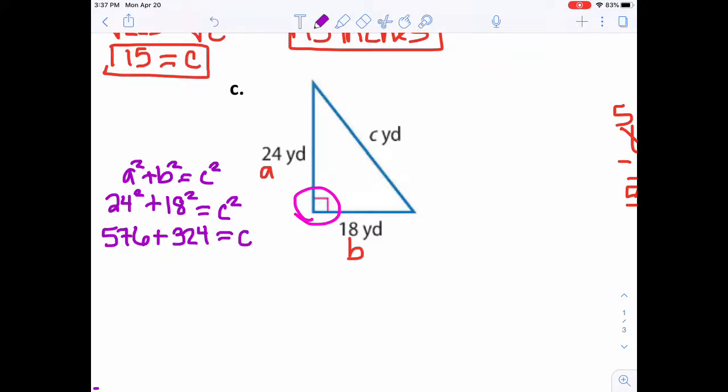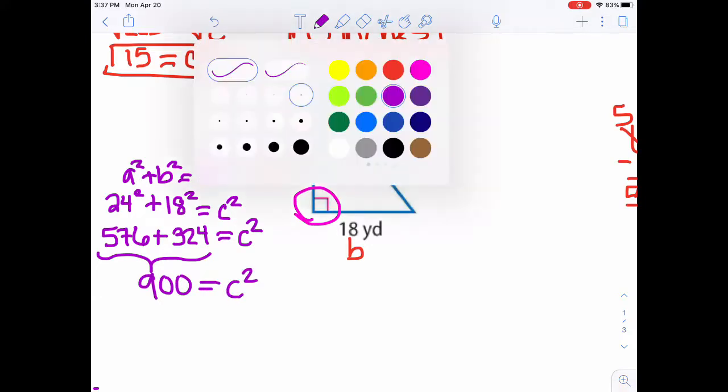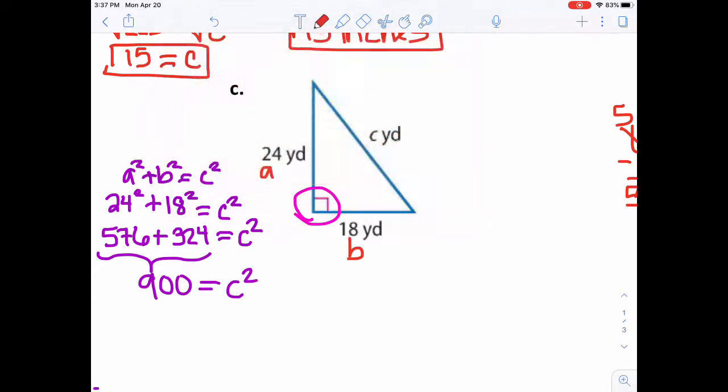equals c squared. So these, 576 and 324, are on the same side of the equation. We can go ahead and add those up. 576 plus 324 gives us 900. Now you can probably do this one in your head. Equals c squared. We don't want c squared. We just want c. So we're going to square root both sides.